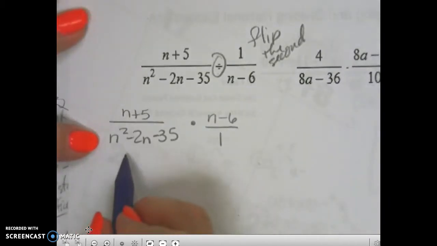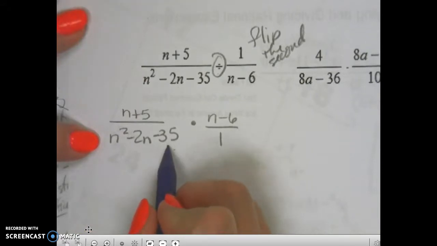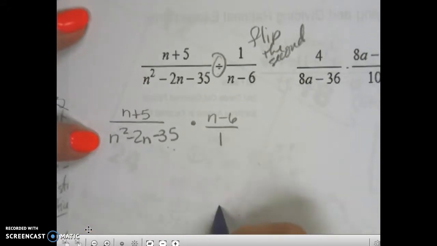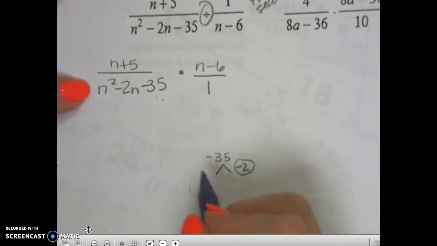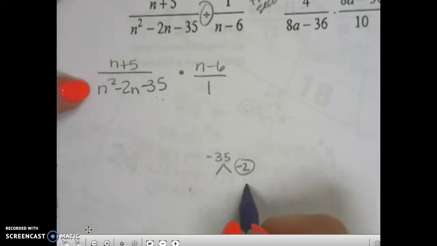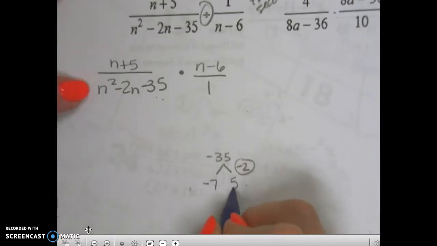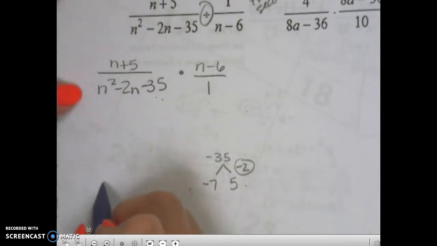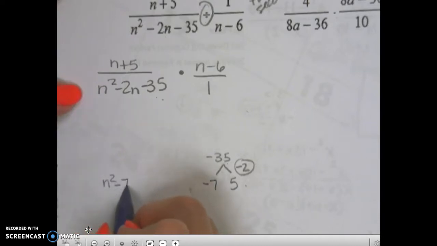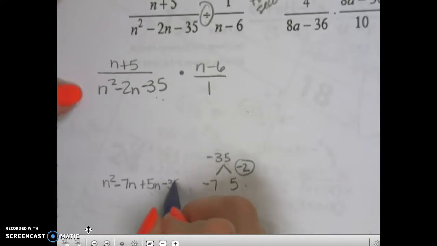Now I'm looking at my n squared. It needs to multiply to give me negative 35 and add up to negative 2. So I need two numbers that multiply to give me negative 35 and will add up to negative 2. As I think through this, it tells me that my larger number must be negative. So I'm thinking negative 7 and positive 5. So I have n squared minus 7n plus 5n minus 35.